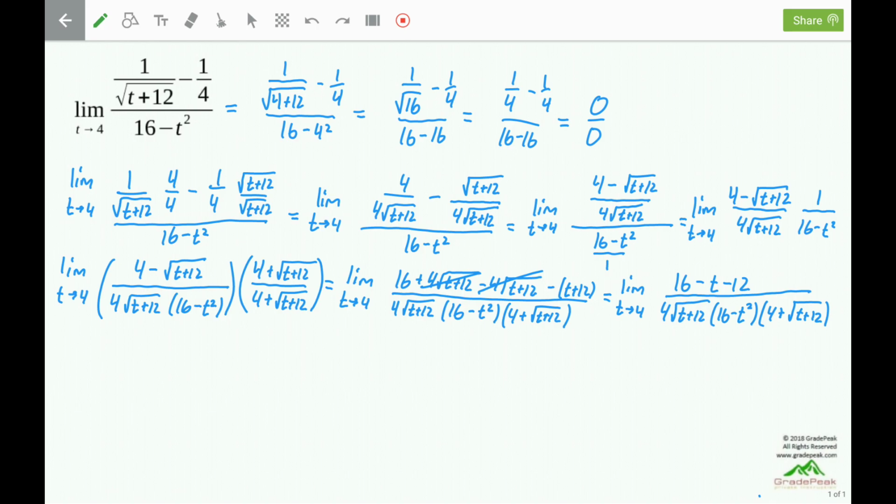And now in the numerator we can combine like terms together. So we have the limit as t goes to 4 of 16 minus 12 is a 4, so we will have a 4 minus t. In the denominator, 4 times the square root of t plus 12 times a 16 minus t squared times a 4 plus the square root of t plus 12.